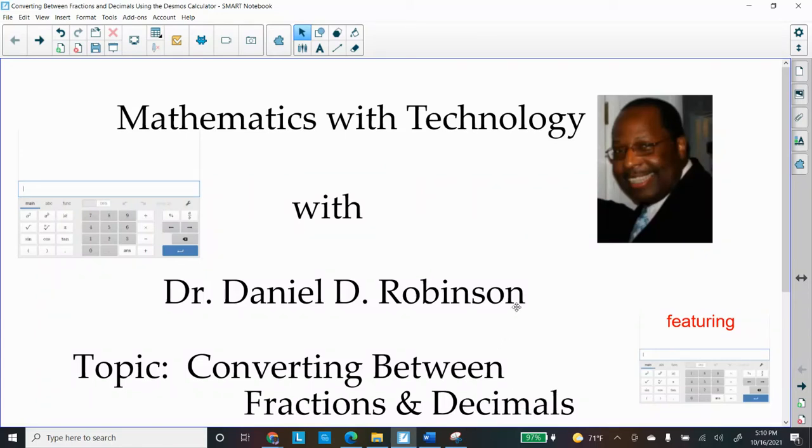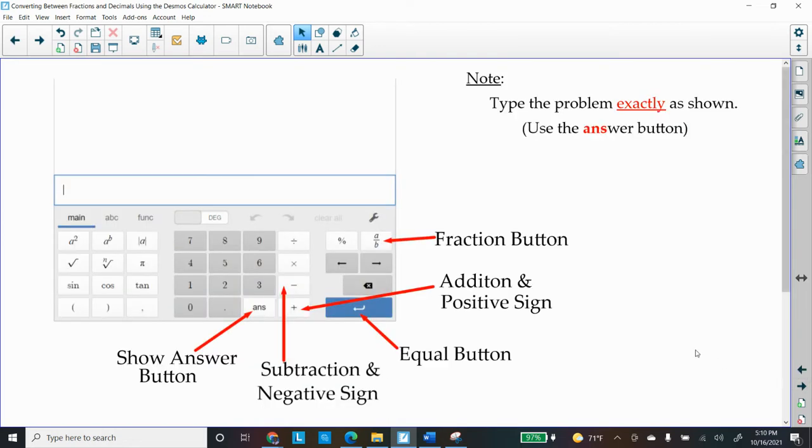Dr. Robinson here again, and we're going to continue our technology series using our Desmos scientific calculator to convert between fractions and decimals. So let's get to it. First thing, there's some buttons you should know. First, the corner button, the fraction button on top right, A over B, that's how you would use your fractions if you wanted to get them in there.